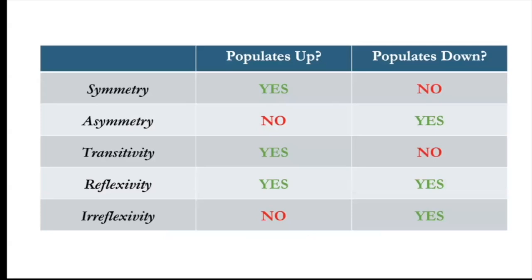Some summaries. Symmetry goes up, not down. Transitivity and reflexivity go up. Transitivity doesn't go down. Reflexivity does. Because reflexivity is evil.